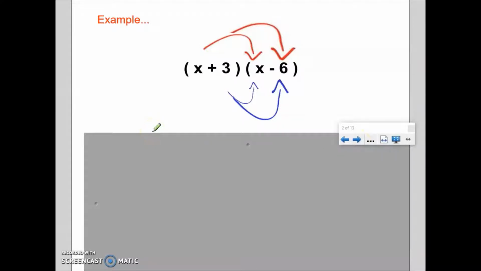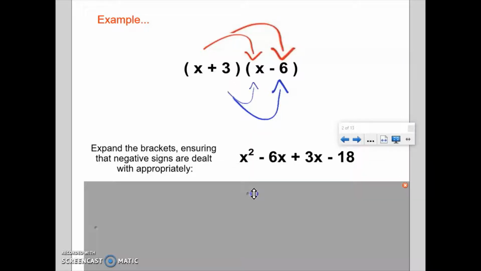I'll talk through one more example before I give you a few to have a go at. So again, I've got a set of double brackets, x plus 3 and x minus 6. And you can see I've added my 4 arrows to show you the 4 multiplications I'm going to go ahead and do. This time I'm going to show you the 4 expressions I end up with first. X times x, the small red arrow, gives me x squared. Large red arrow, x times 6 would give me 6x. However, remember we need to include this negative. So x times negative 6 gives me negative 6x.